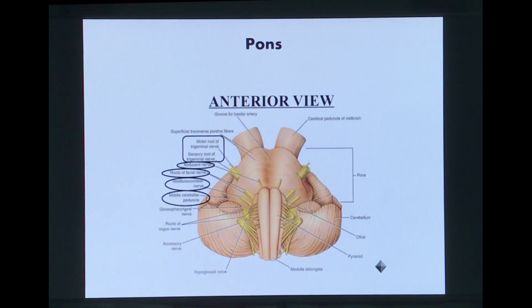This has the largest sensory component and the smallest motor component, because the motor component is mainly through the mandibular nerve. The rest, maxillary, ophthalmic and part of the mandibular, have the sensory component, mainly carrying general sensation from the face area.